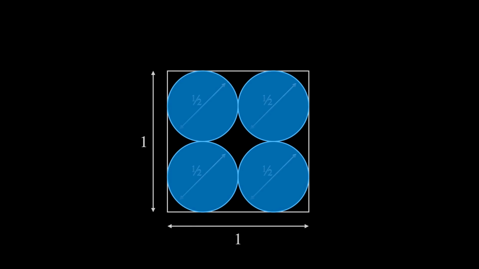Inside the square, we place 4 blue circles, 1 towards each corner. They have diameter 1/2, so they fit exactly inside the square. This leaves an empty region in the center where we place an inner circle. We are interested in the size of the inner circle.